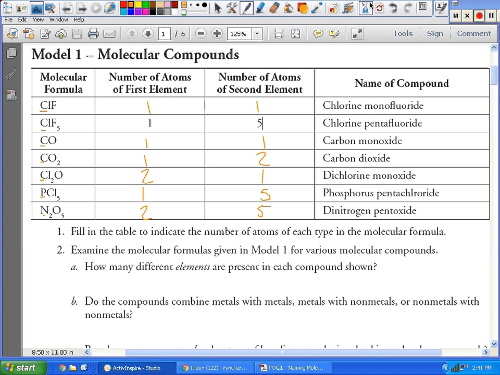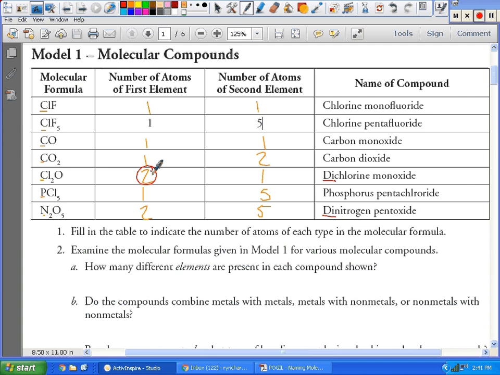Over here in the very last column where it says the name of the compound, how many rows have a prefix on the first name? What are those two? Dichlorine and dinitrogen. So if you look over here in the second column where we wrote all these numbers, what do you notice that's different about those two rows as compared to the rest of them? They have more than one.